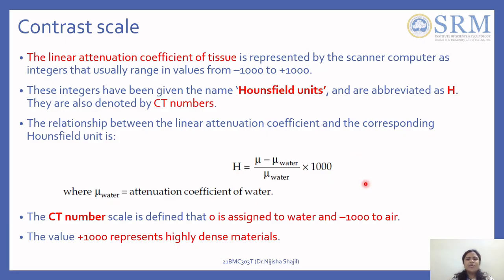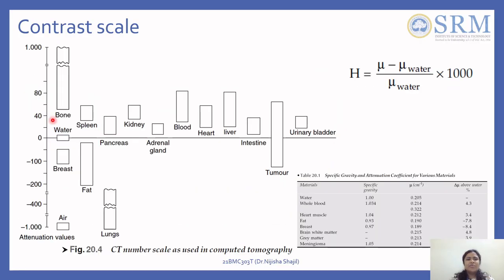So this number you're going to represent as a black and white image. Just remember that you have -1000 to 1000, and 0 is the water. What about -1000? -1000 is air, and +1000 is highly dense material. In a body, that will naturally be bone. Okay, so this is how to remember.